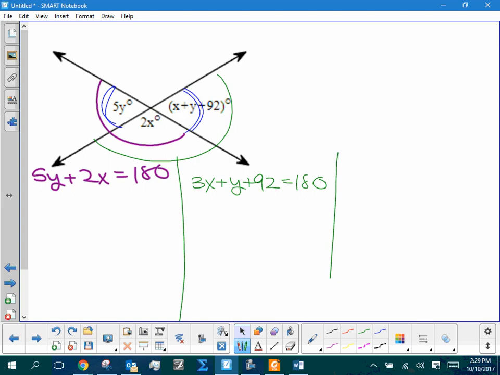Another relationship, right? They're vertical angles. So the vertical angles were congruent, so their measurements were equal. So we're going to say 5y equals x plus y plus 92. Okay? So we get three equations, and they're all true.